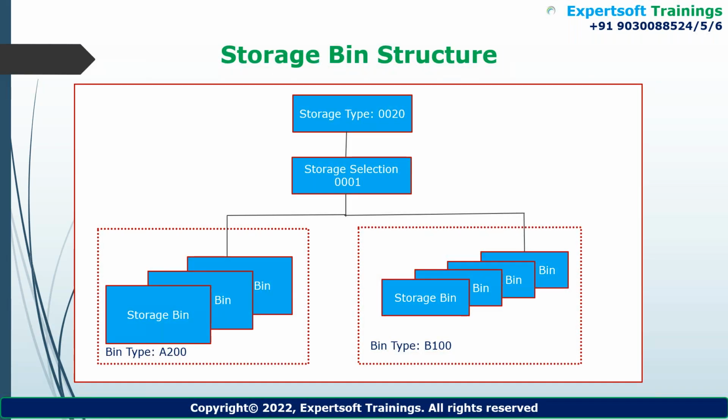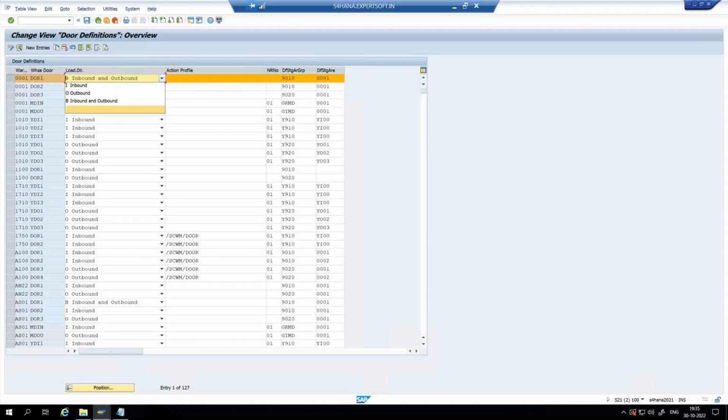Then you have bins. Bins can be structured based on your bin type. So here in this example, you have storage type, you have storage section.